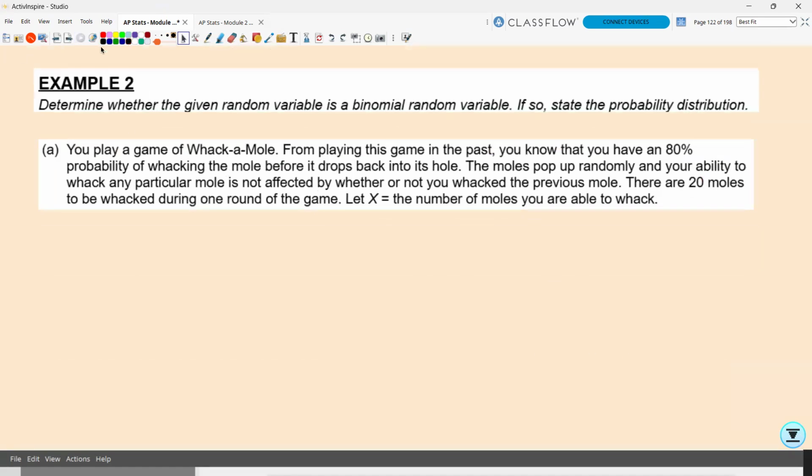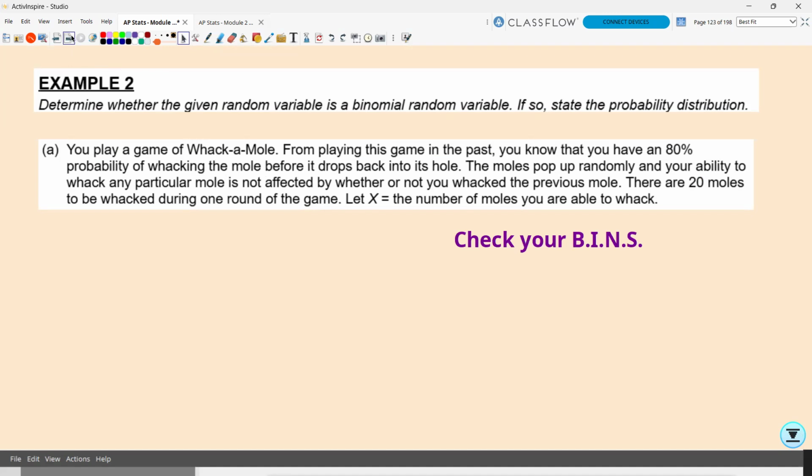So let's look at the first one. You play a game of whack-a-mole. From playing this game in the past, you know that you have an 80% probability of whacking the mole before it drops back into its hole. The moles pop up randomly, and your ability to whack any particular mole is not affected by whether or not you whacked the previous mole. There are 20 moles to be whacked during one round of the game. Let X equal the number of moles you are able to whack.